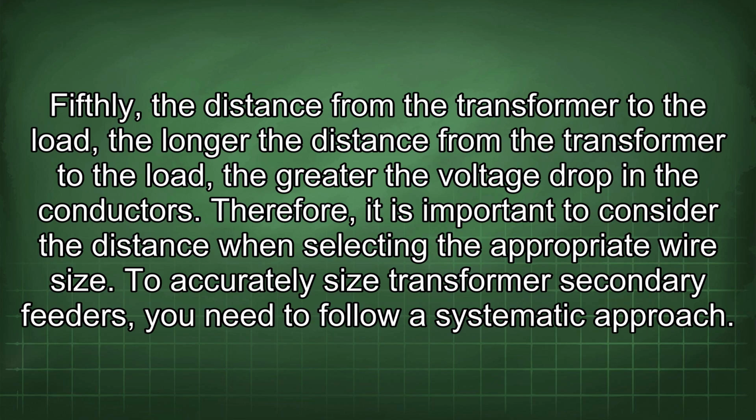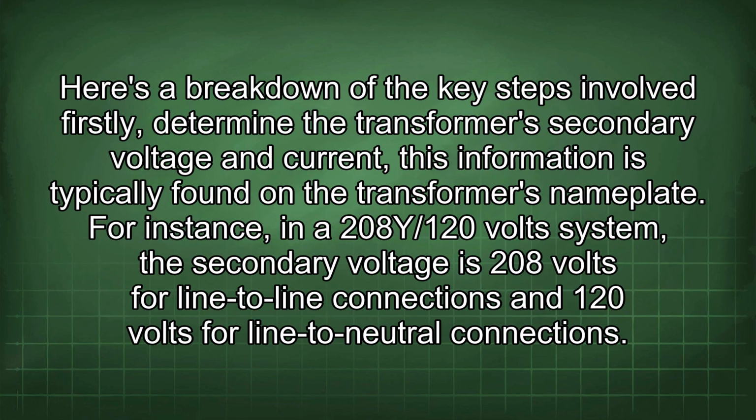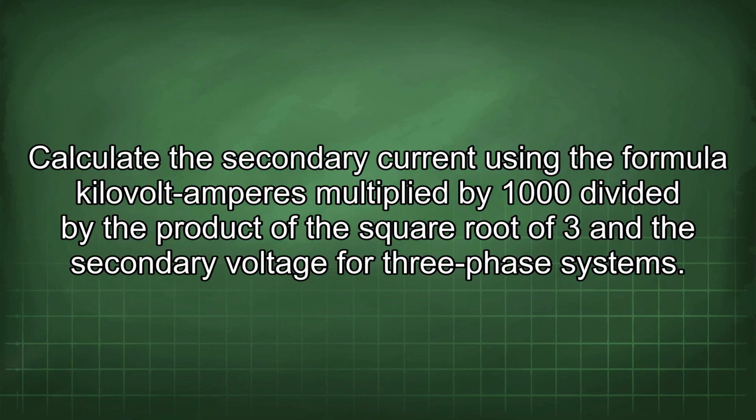To accurately size transformer secondary feeders, you need to follow a systematic approach. Here's a breakdown of the key steps involved. Firstly, determine the transformer's secondary voltage and current. This information is typically found on the transformer's nameplate. For instance, in a 208Y/120 volt system, the secondary voltage is 208 volts for line-to-line connections and 120 volts for line-to-neutral connections. Calculate the secondary current using the formula kilovolt amperes multiplied by 1000 divided by the product of the square root of 3 and the secondary voltage for 3-phase systems.